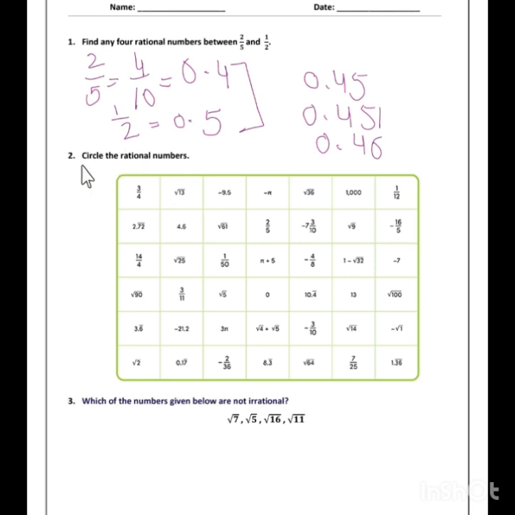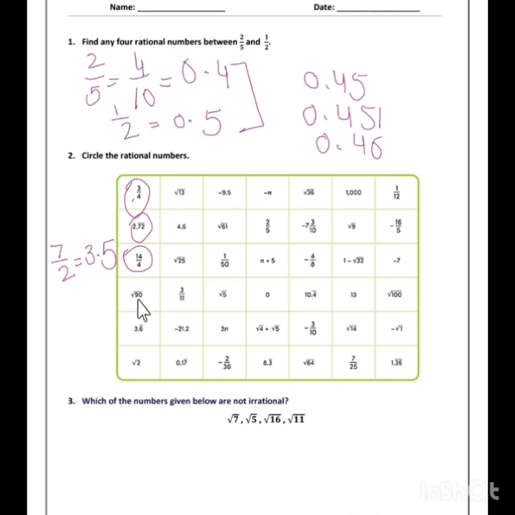Moving on to question number 2, circle the rational numbers. So let's go through them one by one, and let's keep discussing why they are rational and why they are not rational. 3 by 4 is 0.75, so it's a terminating decimal, hence a rational number. 2.72 with a bar shows that it's a recurring decimal, so it is also a rational number, you will circle it. 14 by 4 is basically 7 by 2, and if I change it into decimal, it is 3.5, so it's also a terminating decimal, hence a rational number.